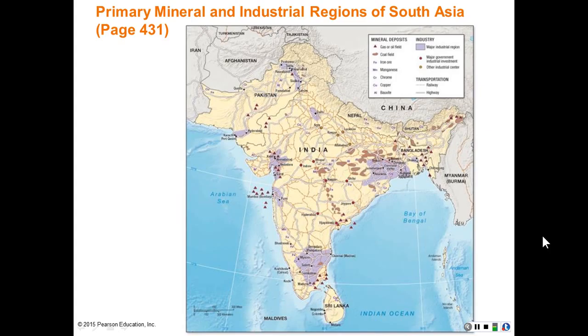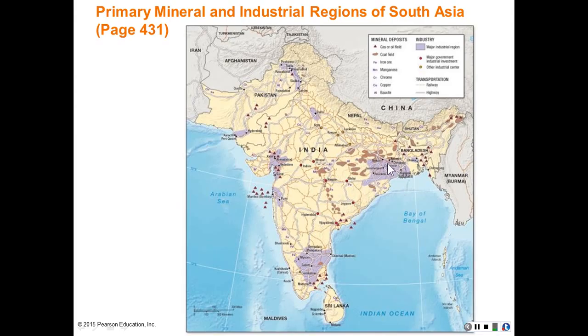This map from page 431 shows the primary mineral and industrial regions of South Asia as a whole. We see Colombo has probably the largest industrial base in Sri Lanka, but this is basically evolved around textiles. The Chennai region in South India has significant industry as well as a small amount of oil. There's small amounts of oil on the east coast in the Bay of Bengal, and coal also in some of the remote regions of the central east portion of India.